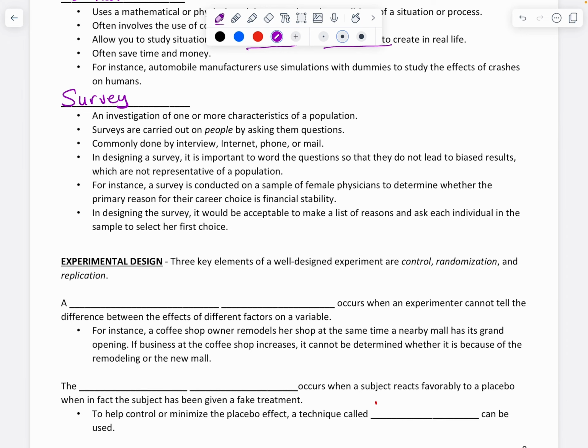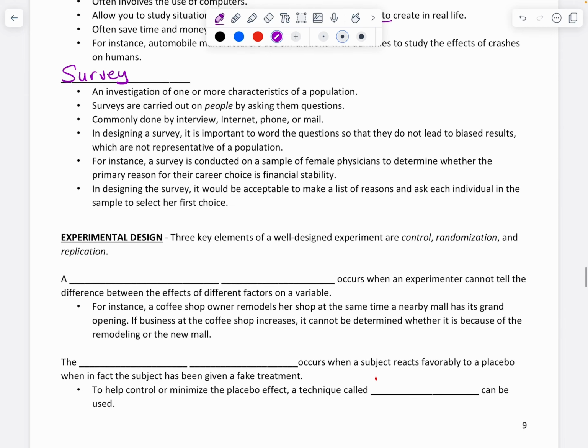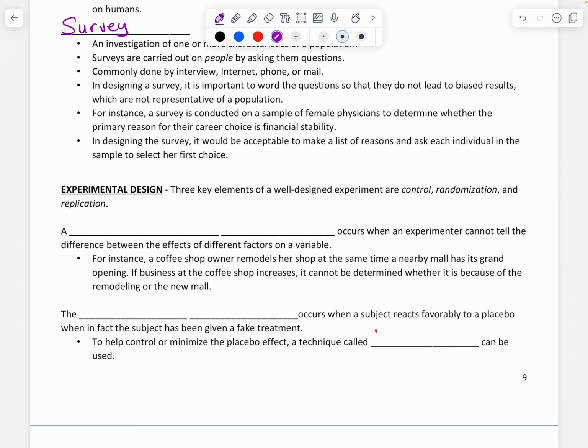In designing a survey, it's important to word the questions so that they're not leading to biased results. For instance, a survey is conducted on a sample of female physicians to determine whether the primary reason for their career choice is financial stability. And in designing the survey, it would be acceptable to make a list of reasons and ask the individuals to select. So oftentimes it's not just yes or no, but it's going to be several options that you can pick from. You've all filled out surveys before, very much like any survey that's given.